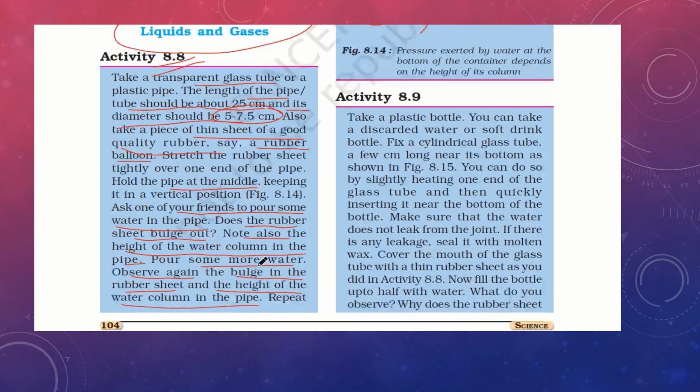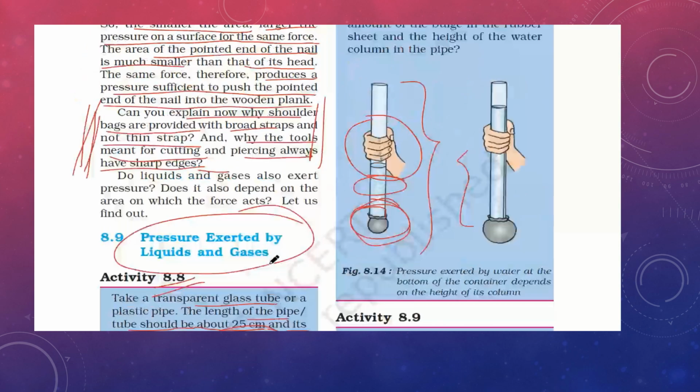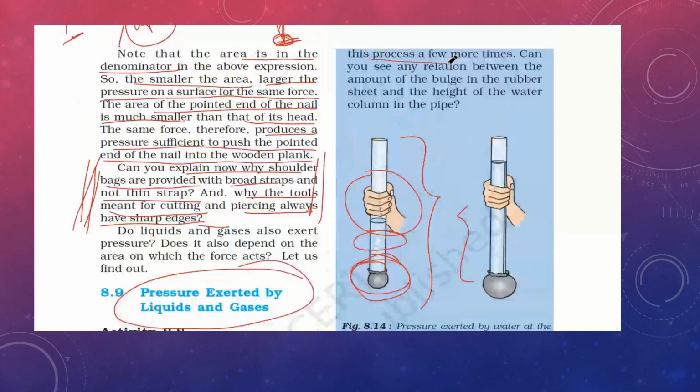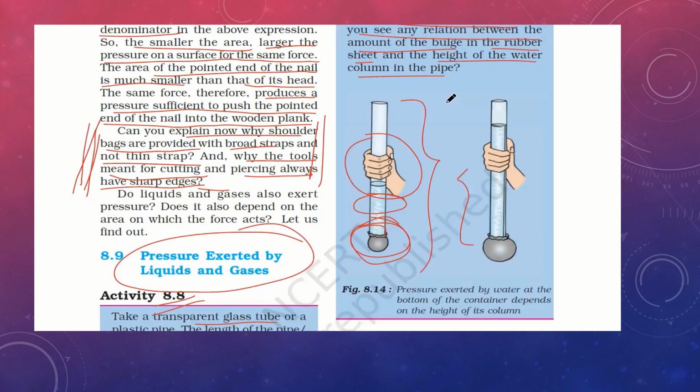So you are pouring some water, and you do this process a few more times. Can you see any relation between the amount of bulge in the rubber sheet and the height of water column in the pipe? What you are seeing is that the more water you put in here, the more the rubber sheet bulges out.